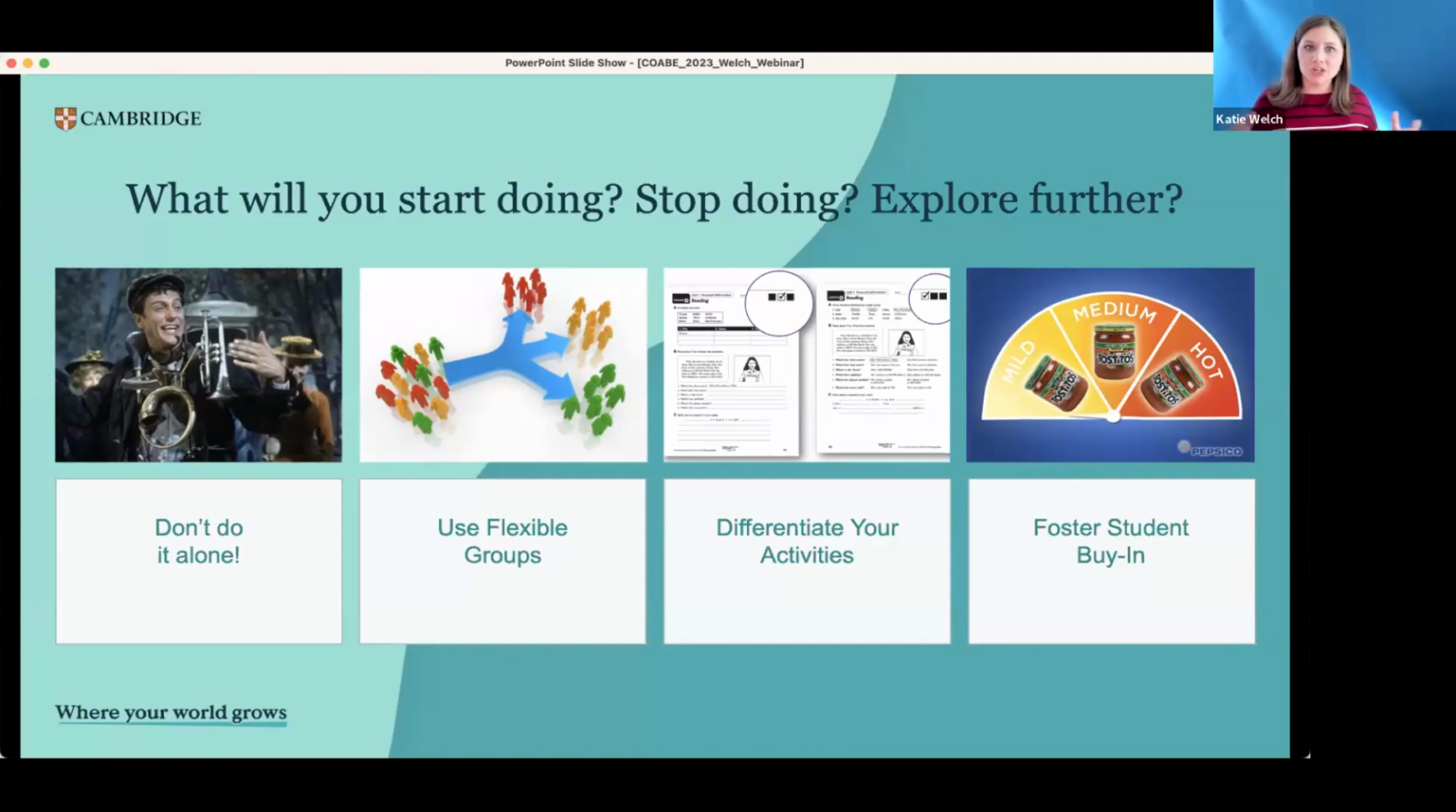Do you want to try to differentiate your activities a little bit? Now, it's just too much to do every activity at multiple levels all the time. Start with one, try one. And then if you're successful there, build up a repertoire to where you can add this into your teaching. And then lastly, do you need to foster student buy-in to help your students understand?